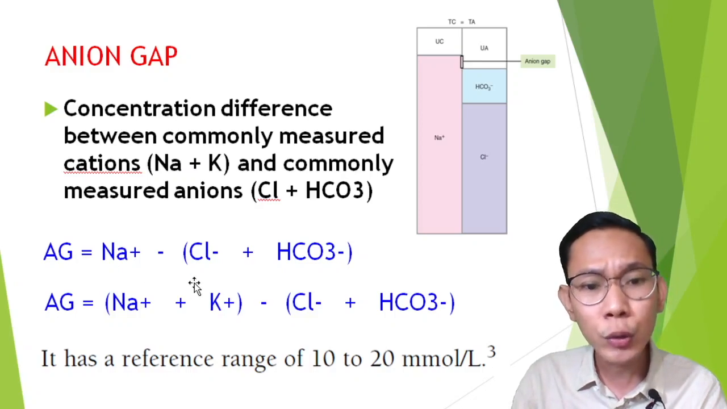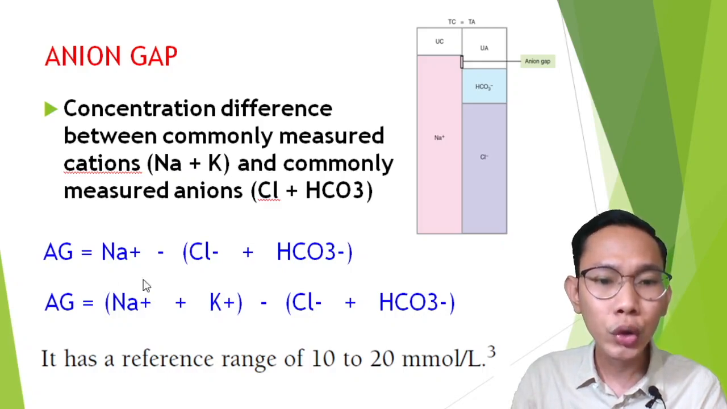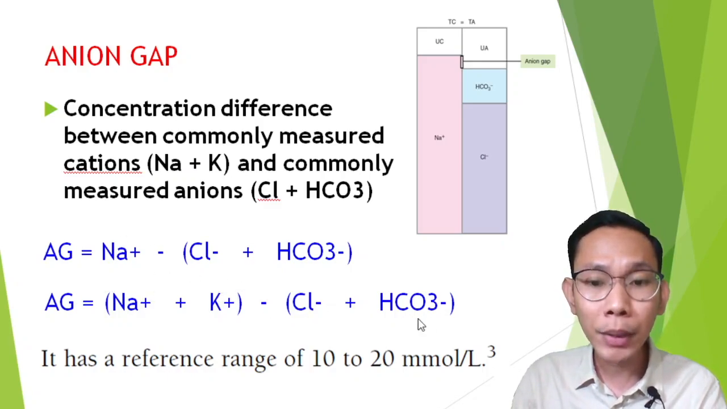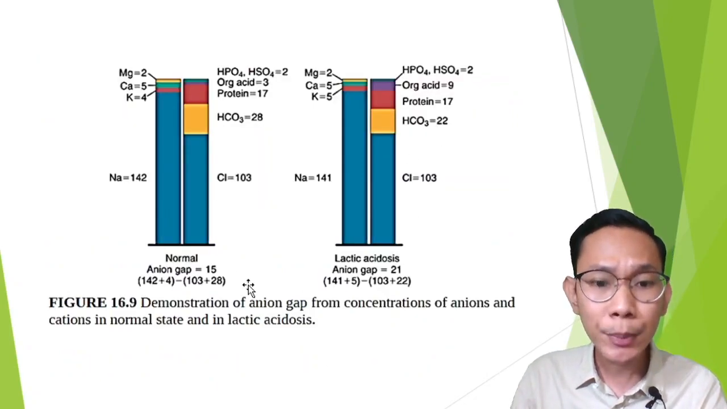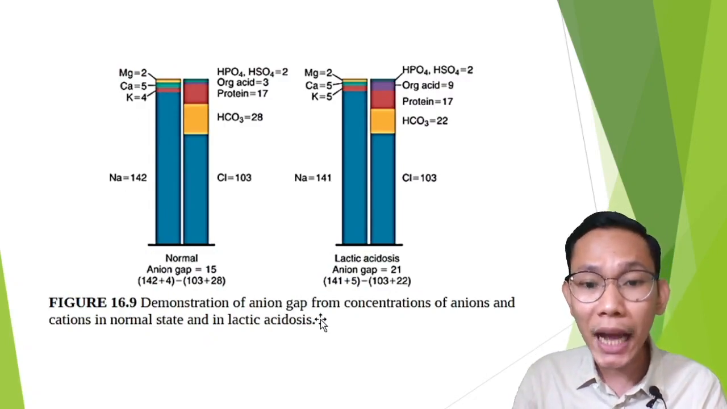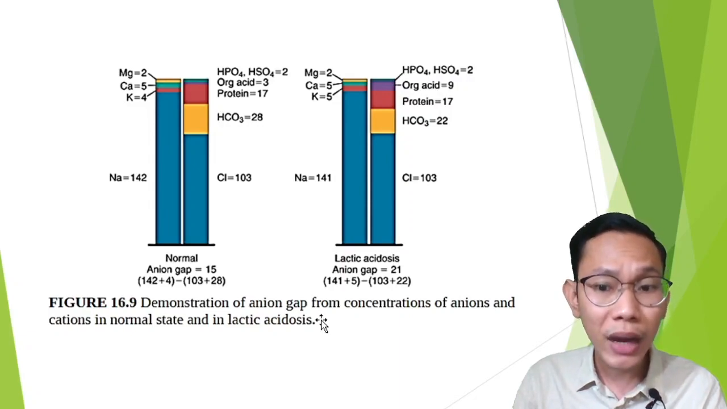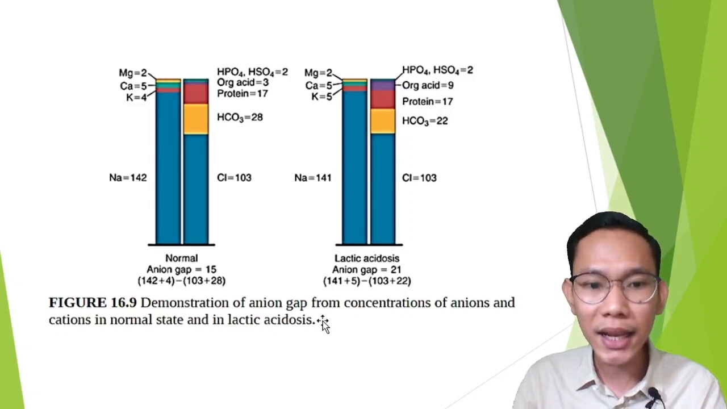If given potassium, we use this formula. For your anion gap, it's either sodium plus potassium, or without potassium, minus your chloride plus your bicarbonate. Your normal range for your anion gap is between 10 to 20 millimoles per liter. So this you can see in your book. This is just a demonstration of our formula for your anion gap from concentrations of anions and cations in the normal state and in lactic acidosis.